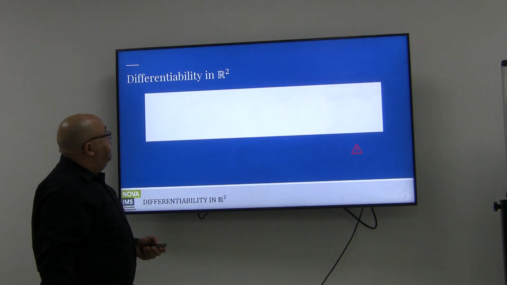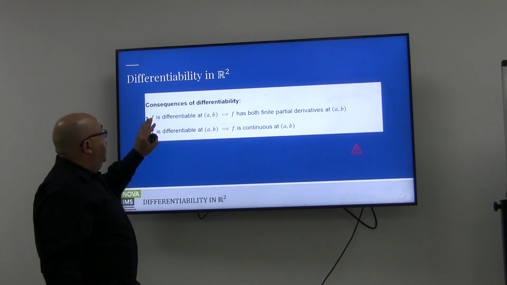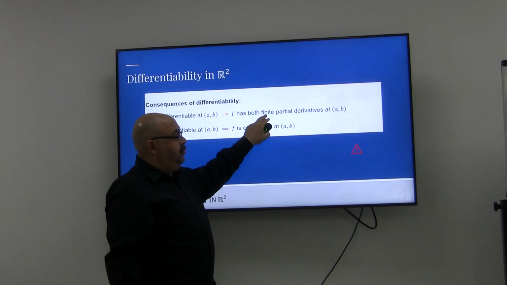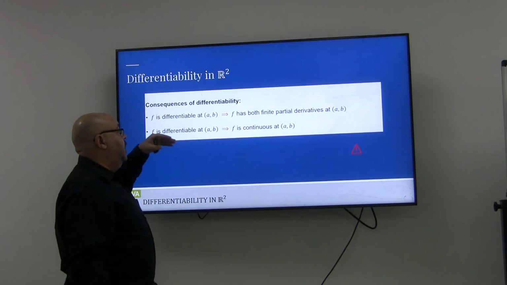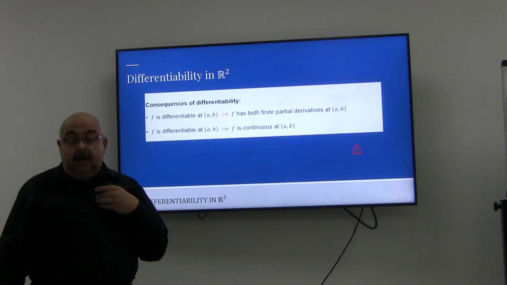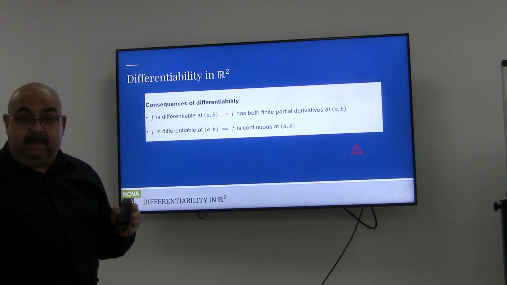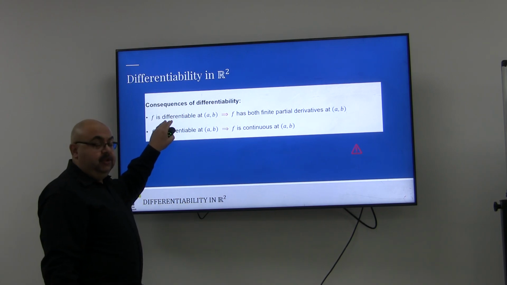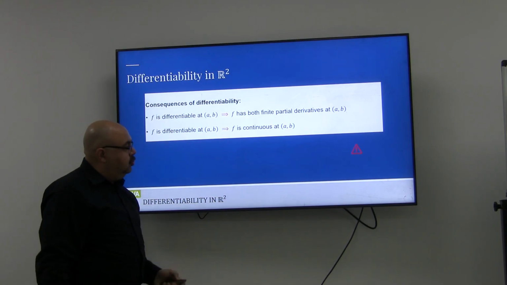So I believe at the time being, before going to problems, I want to stress on these facts. If f is differentiable at (a, b), this is going to lead to f having both finite partial derivatives at (a, b). So it is a condition for this. If f is differentiable, then f is continuous. So if I want to see that f has both partial derivatives, then I try to prove the function is differentiable. If it is differentiable, then those two partial derivatives already exist, and f is also continuous.